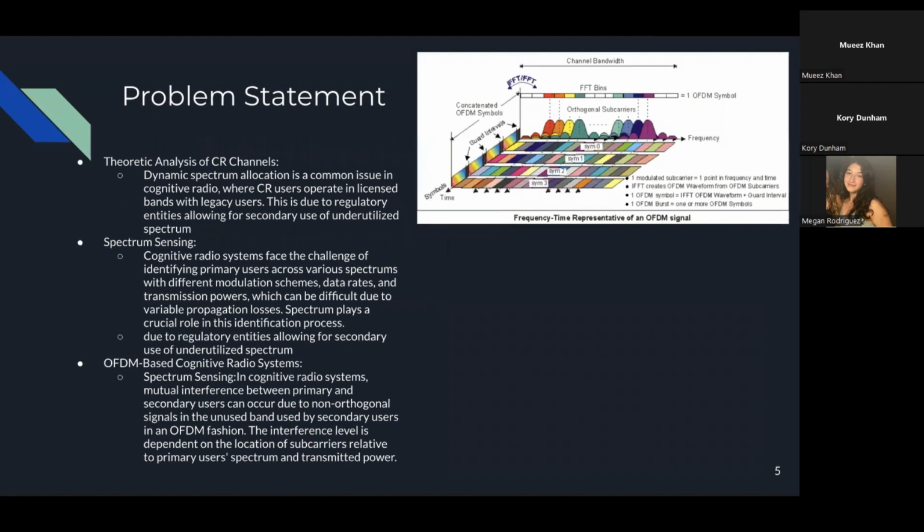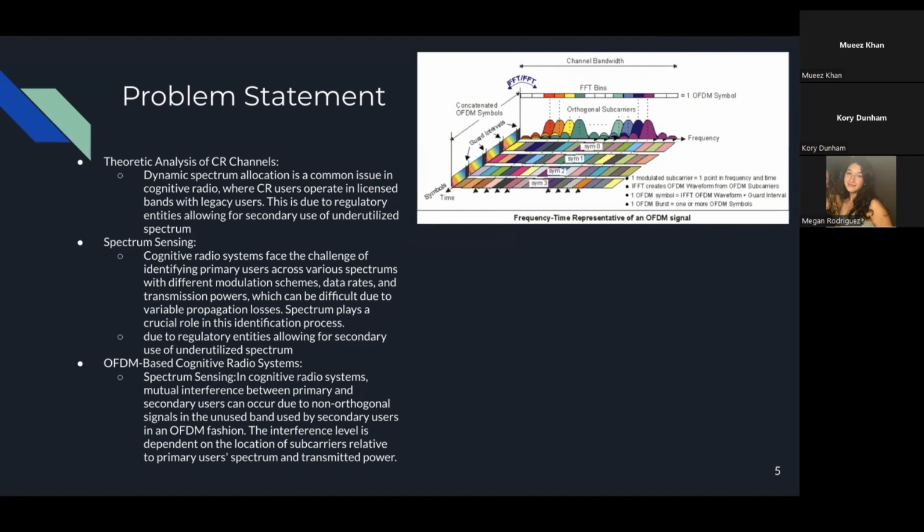Now we have the problem statement. So the first one is theoretic analysis of CR channels. The dynamic spectrum allocation is a common issue in cognitive radio where CR users operate in licensed bands with legacy users. This is due to regulatory entities allowing for secondary use of underutilized spectrum.